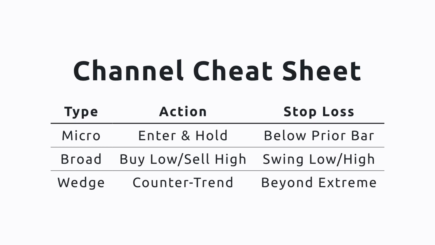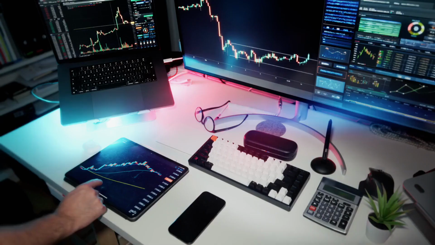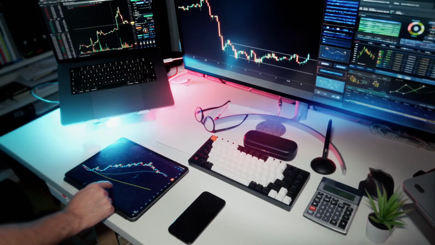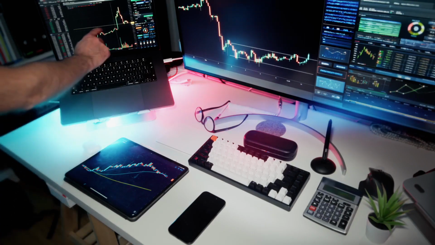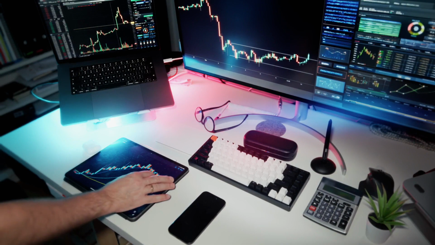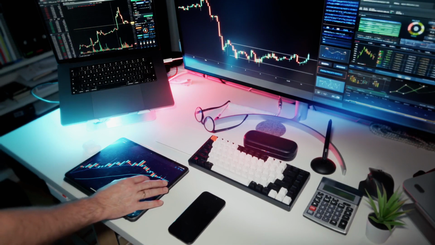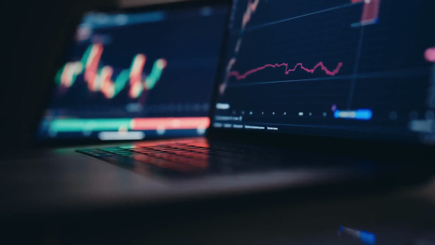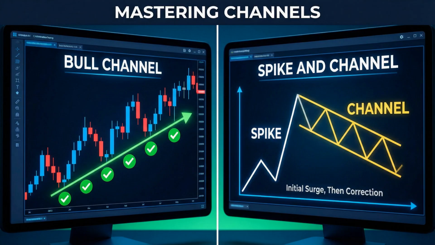To summarize, draw your trend line on the lows, bull, or highs, bear. Create a parallel copy. Buy the bottom, sell the top in broad channels. Hold in micro channels. Fade the overshoots. Your homework. Open any chart, find 3 channels, and identify where the overshoots happened. You'll see exactly where the reversals began. Next, we will cover trading ranges in depth. Master the channel, and you master the trend.